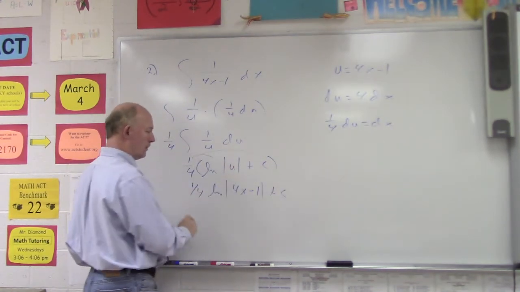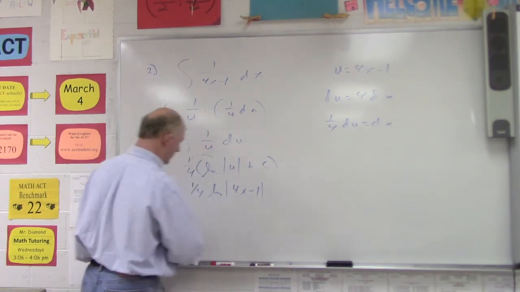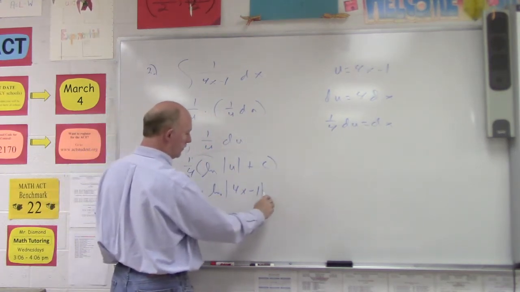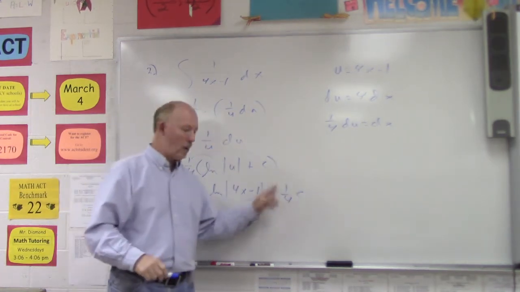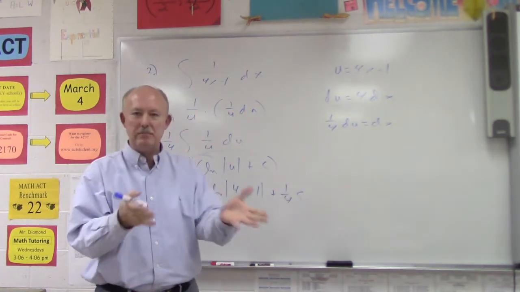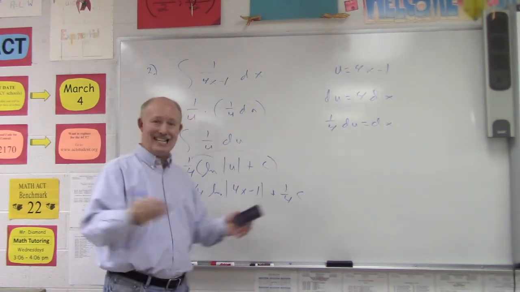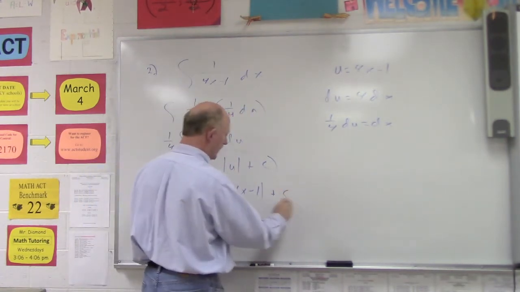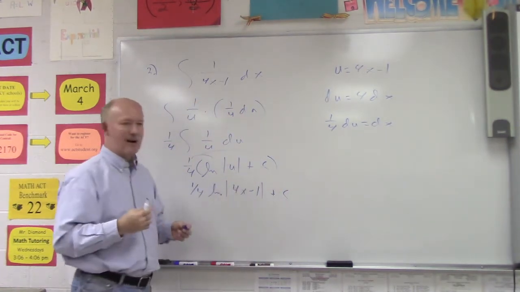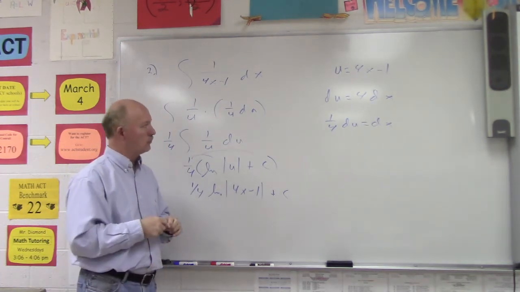If you did use the distributive property here, you'd have 1/4 natural log absolute value of 4x minus 1 plus 1/4 c. Well, c is just a number. It can be any number. So 1/4 of any number is still any number, so it's still c. You don't have to multiply the 1/4 into your constant of integration. It'll just be 1/4 natural log absolute value 4x minus 1.